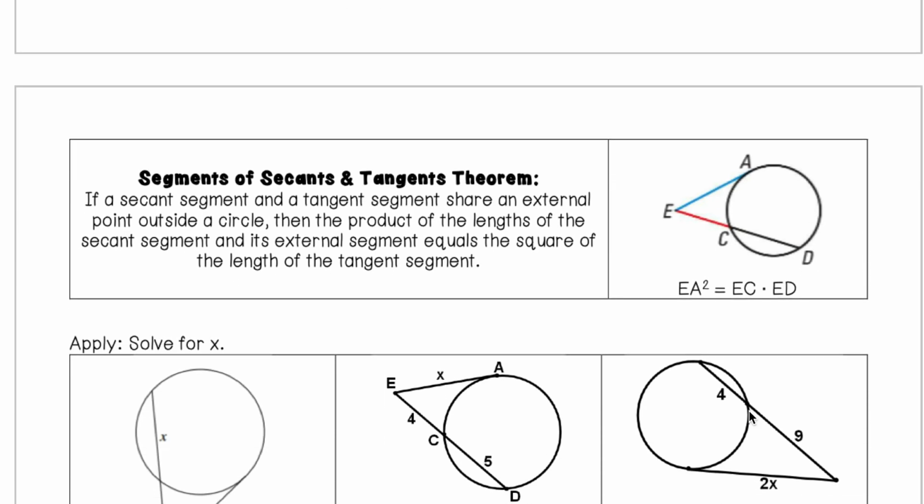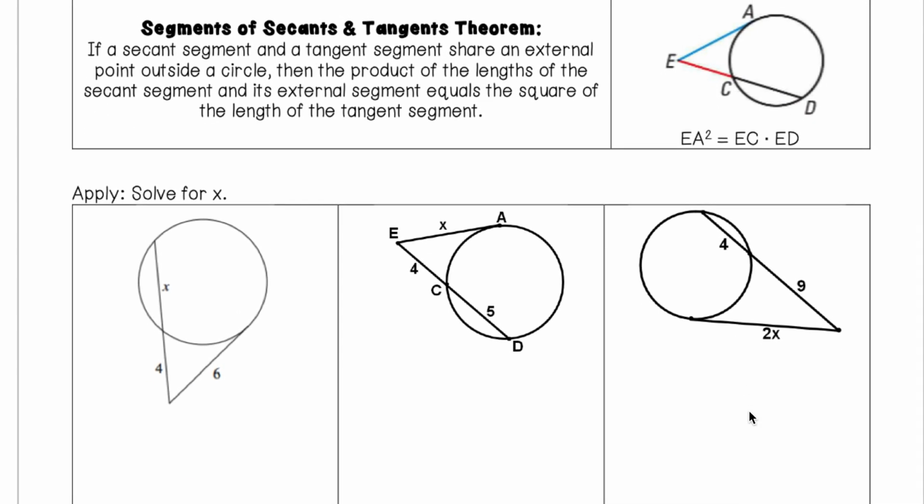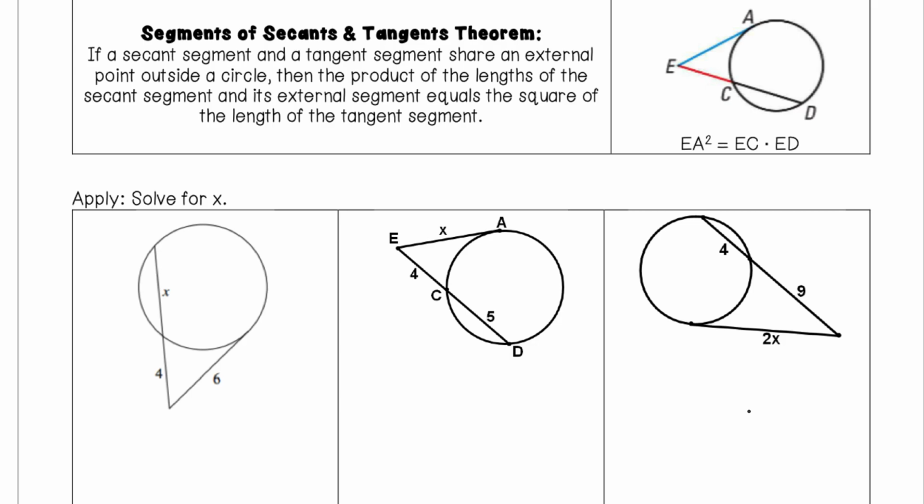Our last theorem that we're going to look at today is called the segments of secants and tangents theorem. This is where we have a tangent and a secant working together from the same endpoint, and when this happens, we can say that if they share that external point outside of the circle, the product of the lengths of the secant segment and its external segment, so similar to what we were doing, the EC times ED, is going to be equal to the square of the length of the tangent.